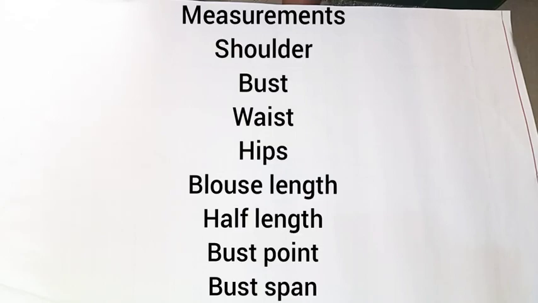Today we'll be learning how to draft the basic bodice block, and the required measurements are the shoulder, the bust, the waist, and the full length. We'll also be needing the shoulder to the bust point and shoulder to the waist, which is the half length for this tutorial. So we'll just go straight to the point right away.